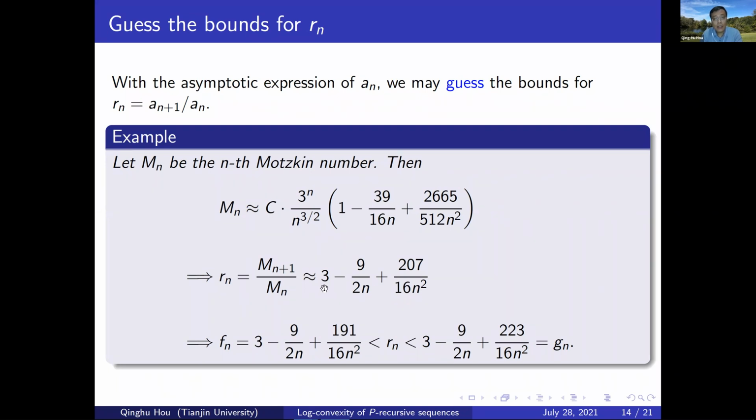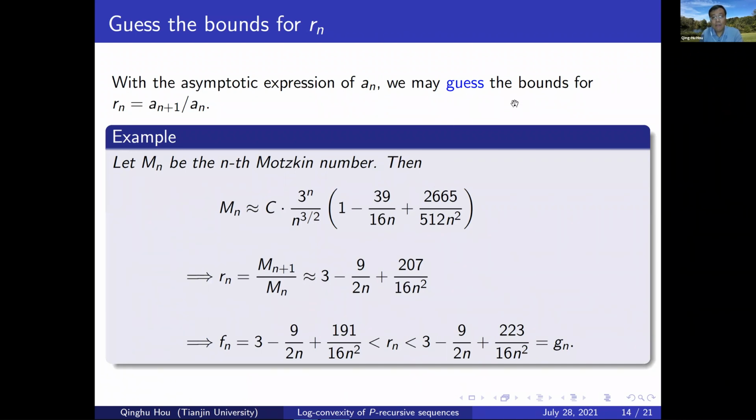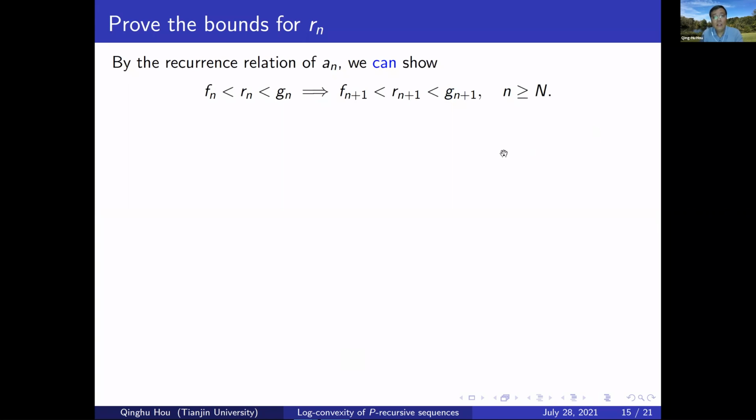So how to give a bound? Just minus 1 divided by n squared and plus 1 divided by n squared. So we get this one, f sub n, as the lower bound, and this one, g sub n, as the upper bound. Just a plus or minus 1. Now, here are the guessed bounds, but we need to prove these bounds really work. The key point is the induction step. We can show that if f and g are bounds for r sub n, then they are also bounds for r sub n plus 1.